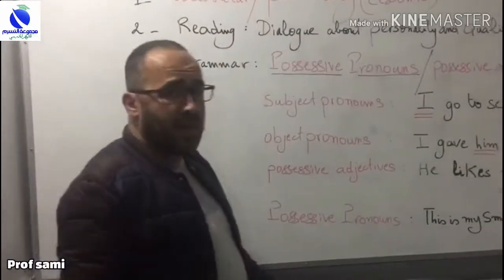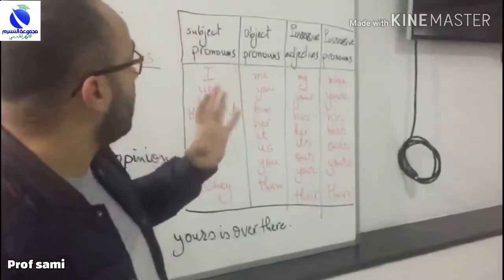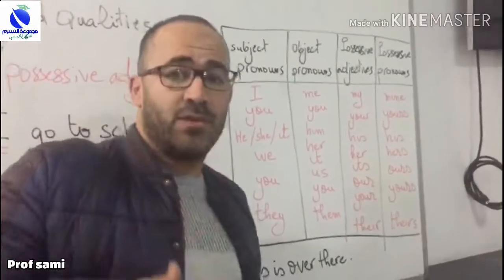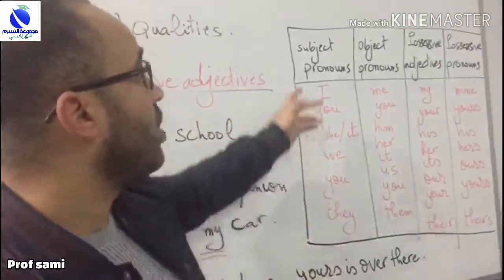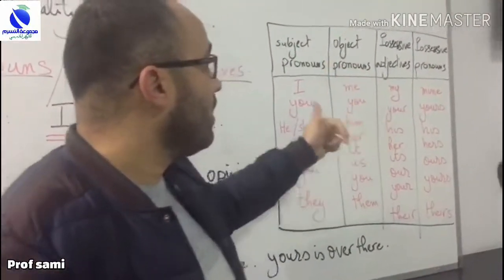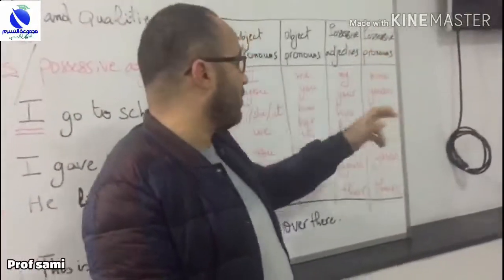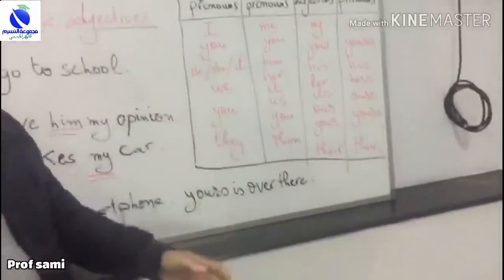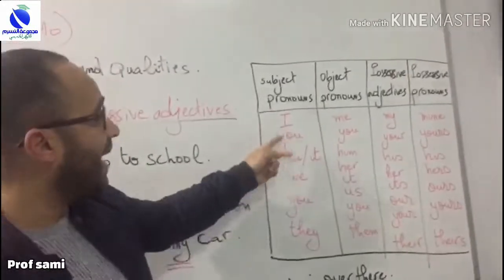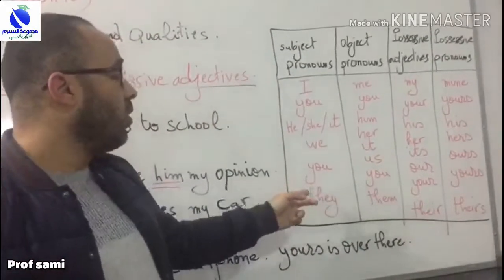Let me first remind you that we have four kinds of pronouns. As I explained in the last lessons, we have first the subject pronouns, object pronouns, possessive adjectives and possessive pronouns. So that is our lesson for today. For subject pronouns, as I explained a lot of times, we have I, you, he, she, it, we, you, they.